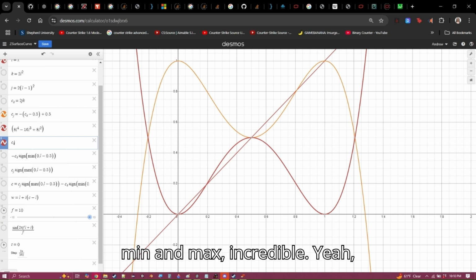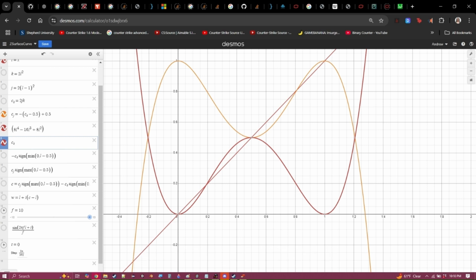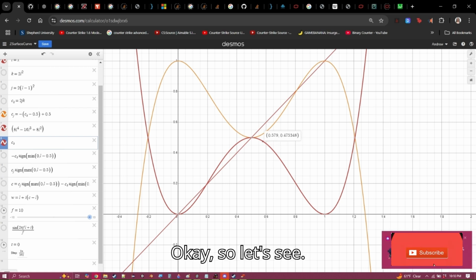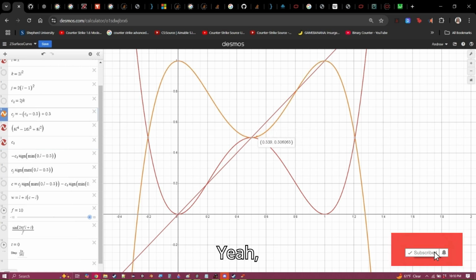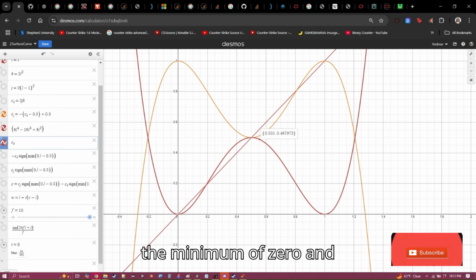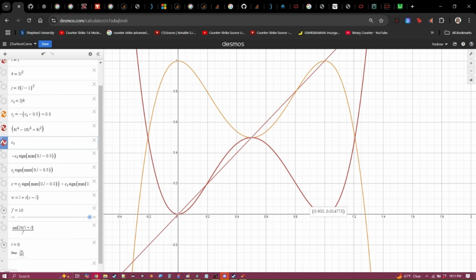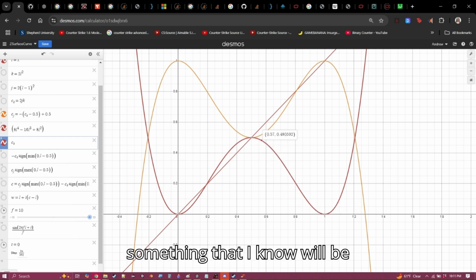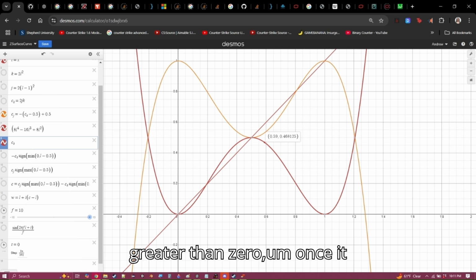Another unsung hero, min and max, incredible. So trying to remember how I stepped through this. Okay, so once I get to this side, I basically want this to be 0. So what I could do is take the minimum of 0 and something here, something that I know will be greater than 0 once it reaches beyond this 0.5.